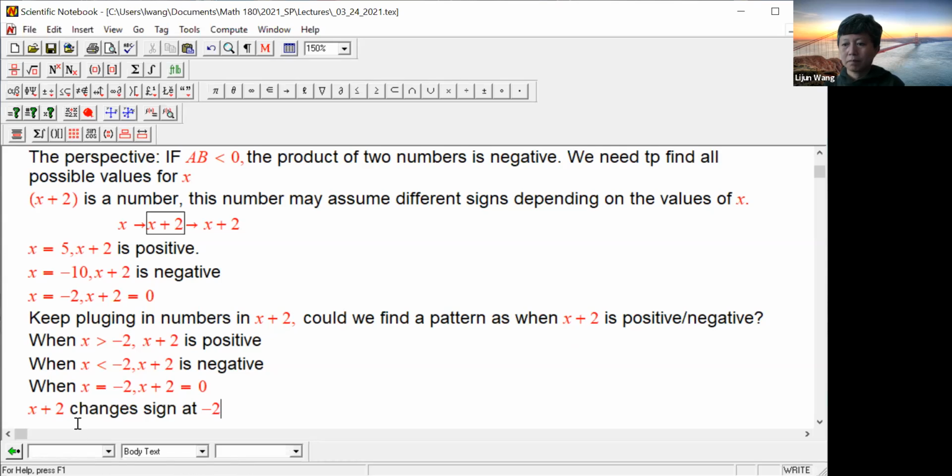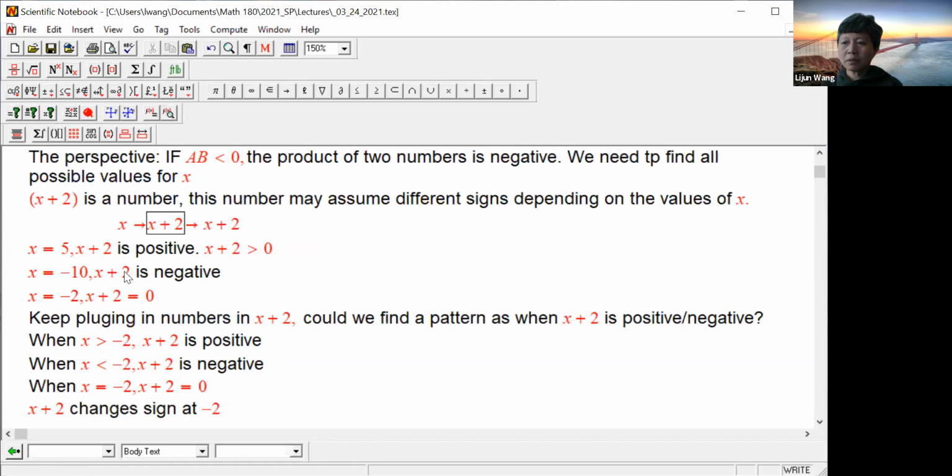Can I say that? x plus 2 changes sign at -2. Do you agree? Yeah? Okay. How do we say a number is positive? How do we express that? We use greater than 0, right?